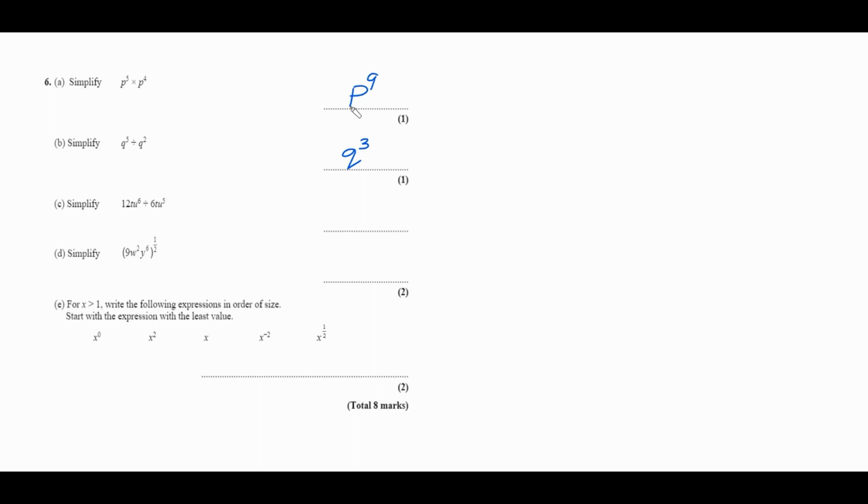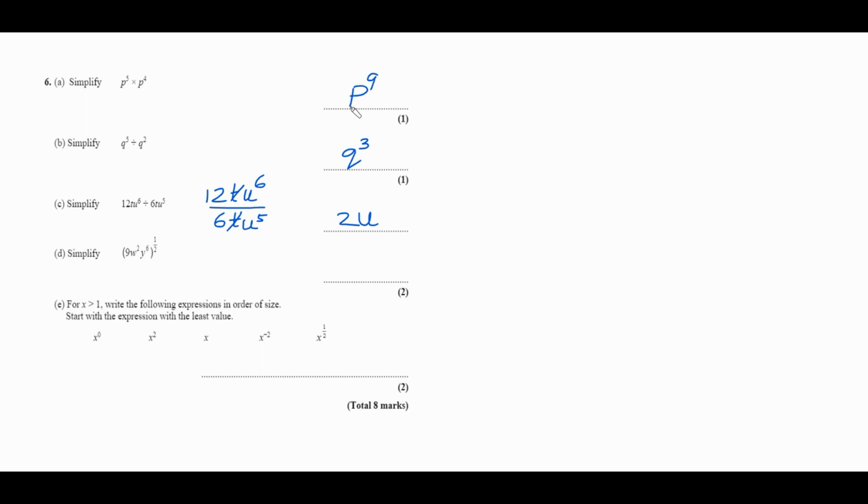Simplify 12tu^6 divided by 6tu^5. 12 divided by 6 is 2. T and T cancelled. u^6 take away u^5. So 6 take away 5 is u^1. So 2u^1, so 2u. Simplify 9w^2y^6 to the power half.